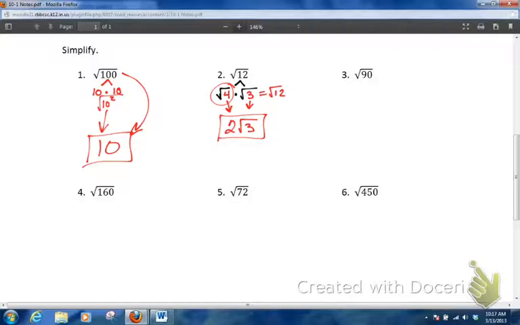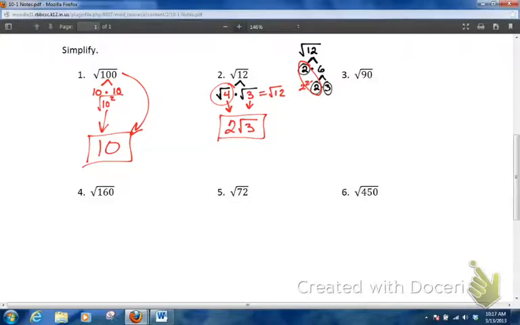Now, the other method, and I think that you guys might prefer this method because you don't need to know your perfect squares as well, is to simply break down the number 12, the radicand, using your factor tree, your prime factorization. Say 2 times 6. 6 is 2 times 3. Circle those prime numbers like we did when we were prime factorizing, and then say, for every pair, for instance, this pair right here, 2 and 2, that would be thought of as 2 squared, right?